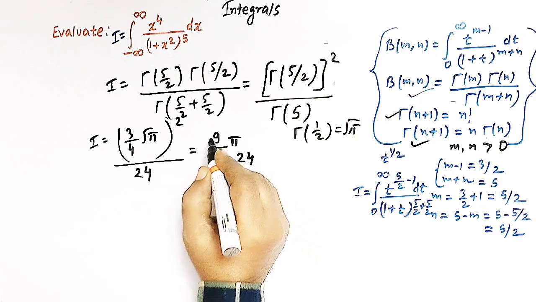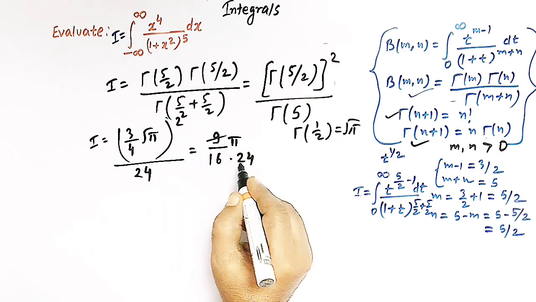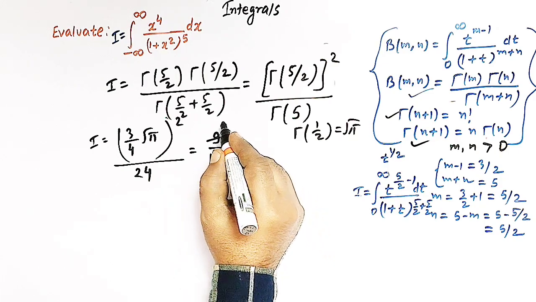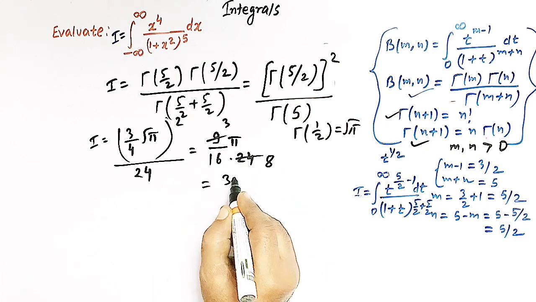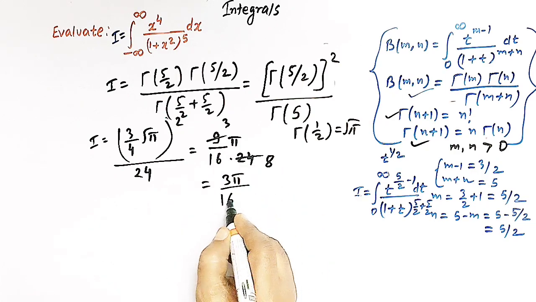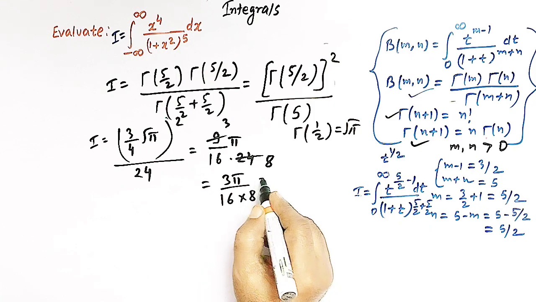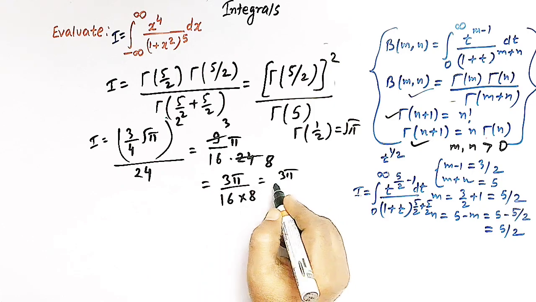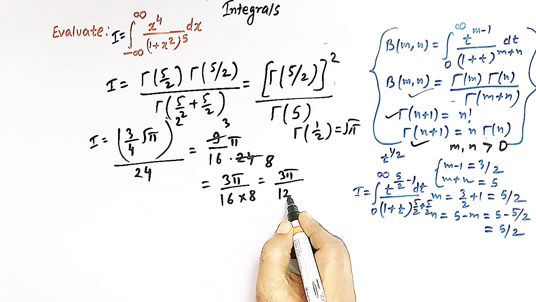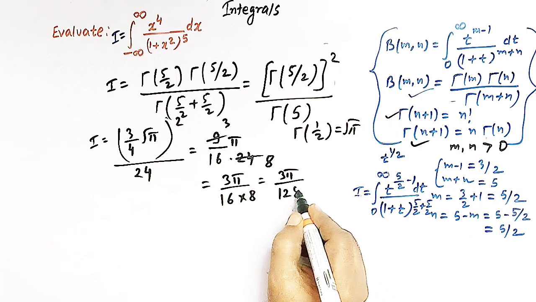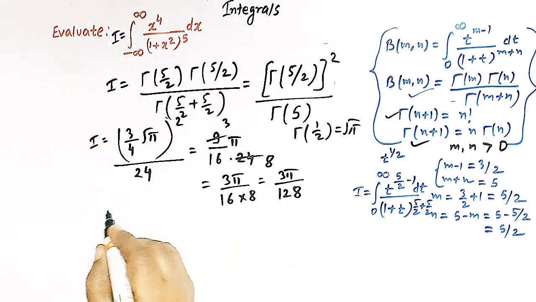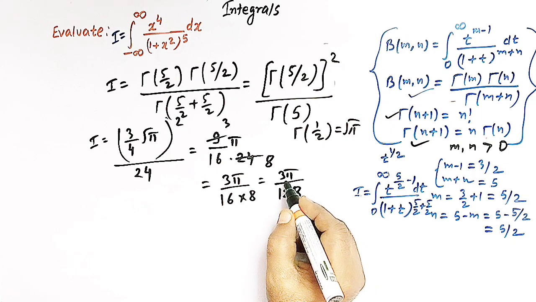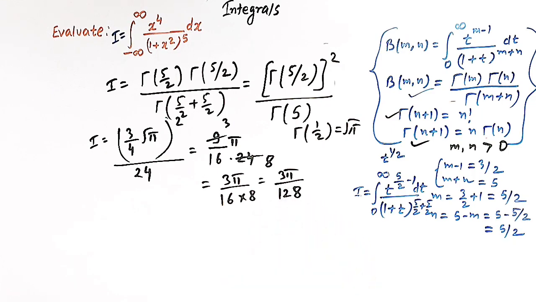So we can now cancel this 9 and 24 by 3. So we have here 8. So this is 3 pi over 16 times 8, that is 3 pi over 128, right? So viewers, the value of this integral I is equal to 3 pi divided by 128.